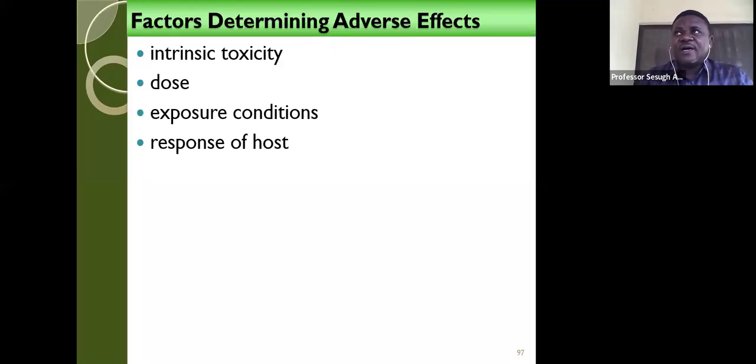So you may have a chemical affecting a particular organism in a different way compared to another, depending on a number of factors. Or these effects that these chemicals cause are dependent on a number of factors.